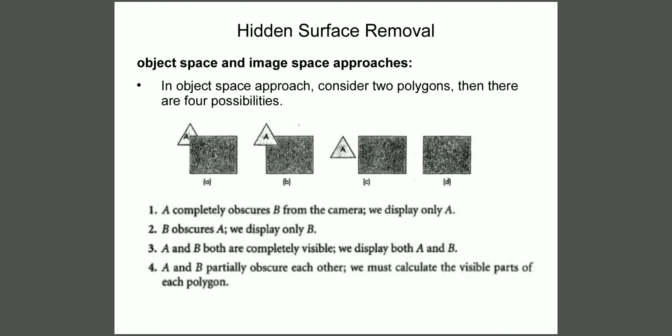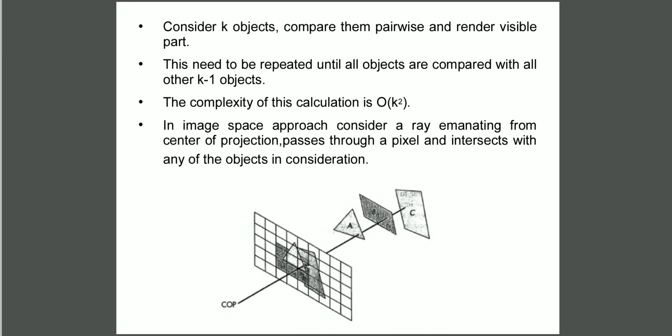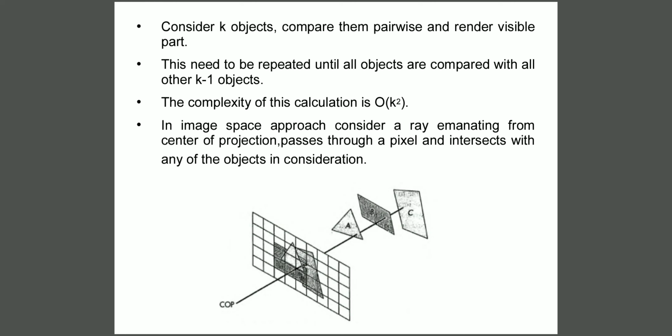Then what is the object space approach? In the object space approach, we need to consider k objects. K may be any number of objects greater than 1. So when we have k objects, we need to compare each object with all other objects we want to display on an output screen. For example, if we consider k value as 4, take the first object and compare it with all the other 3 objects which we want to display on an output screen. So when we compare, we'll come to know how much part of the first polygon will be visible to a user.